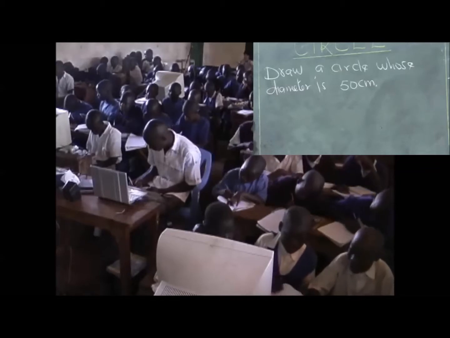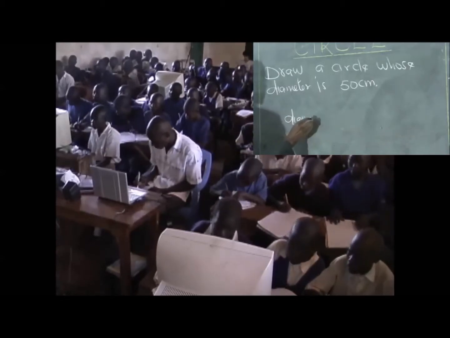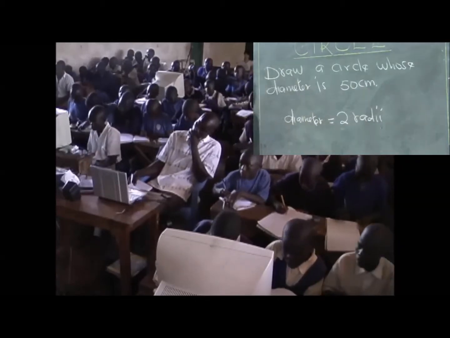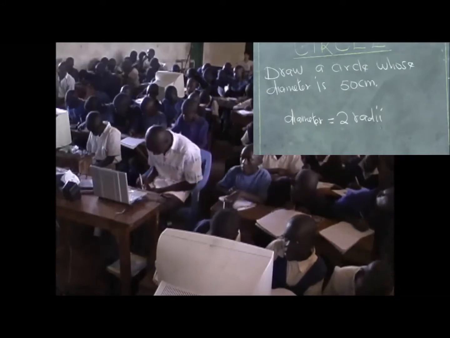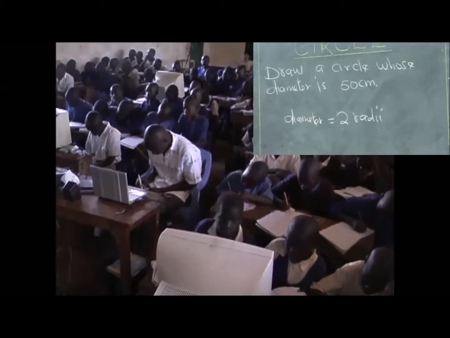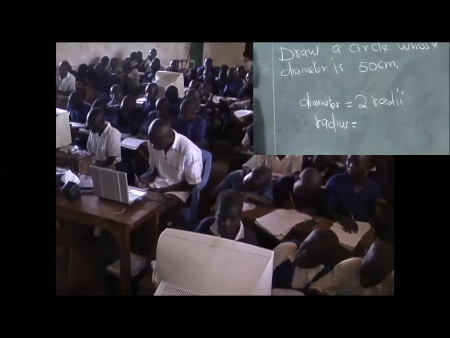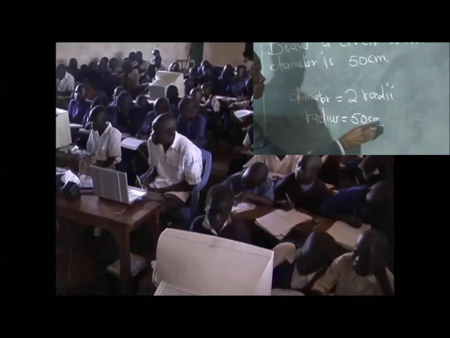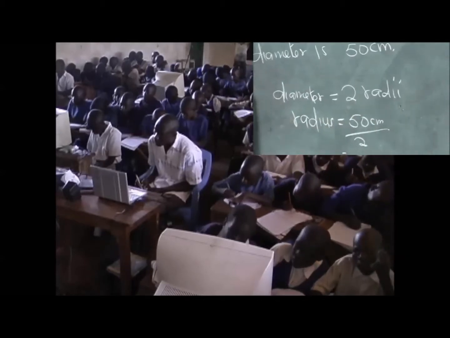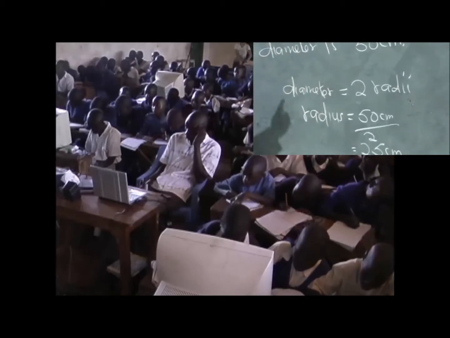So, how are the diameter and the radius related? We all know that the diameter is equivalent to 2 radii. Therefore, if you are given the diameter as 50 centimeters, you can identify the radius simply by dividing the given diameter by 2. So if you take 50 centimeters and divide by 2, half of 50 centimeters is 25 centimeters. So it is this radius that we are going to use to help us construct the circle.